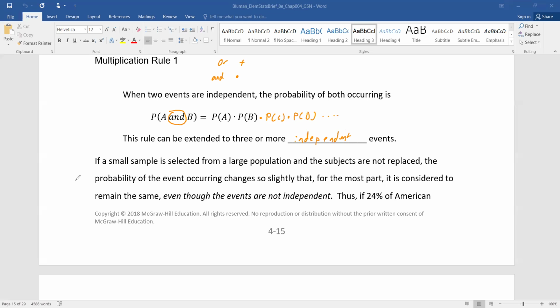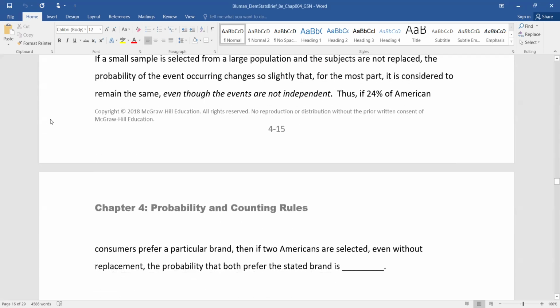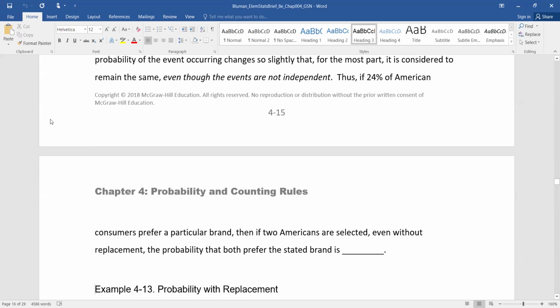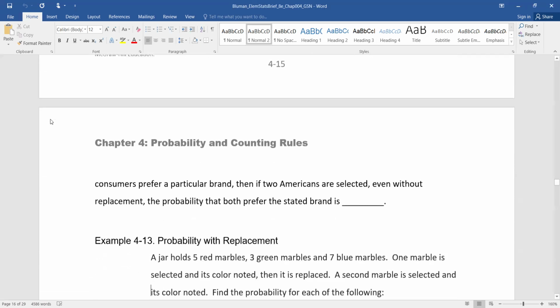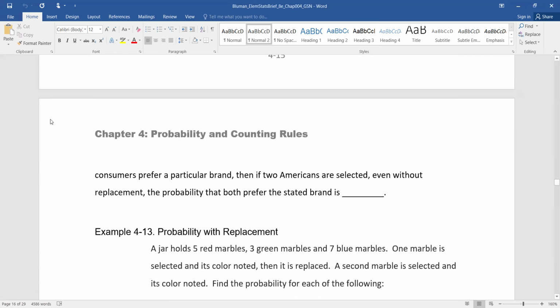All right, so if a small sample is selected from a large population and the subjects are not replaced, the probability of the event occurring changes so slightly that for the most part it is considered to remain the same, even though the events are independent. So, for example, if 24% of American consumers prefer a particular brand, then if two Americans are selected, even without replacement, the probability that both prefer the stated brand would be independent.